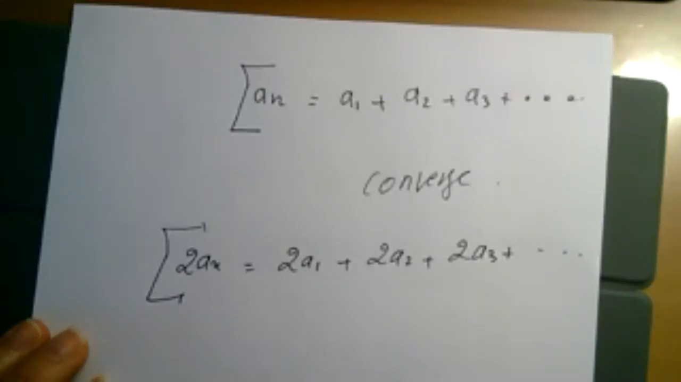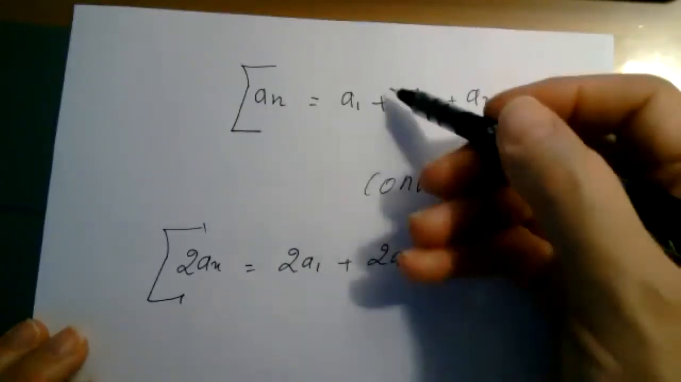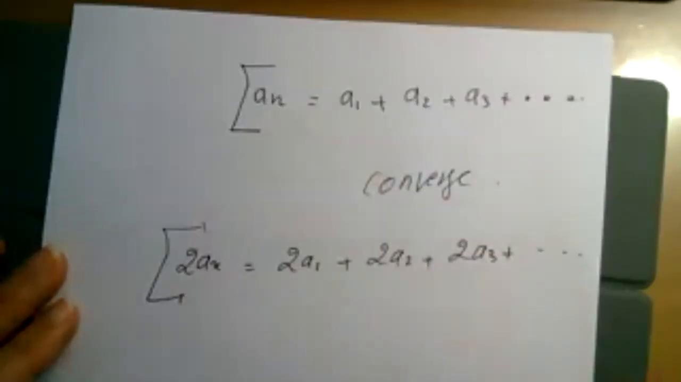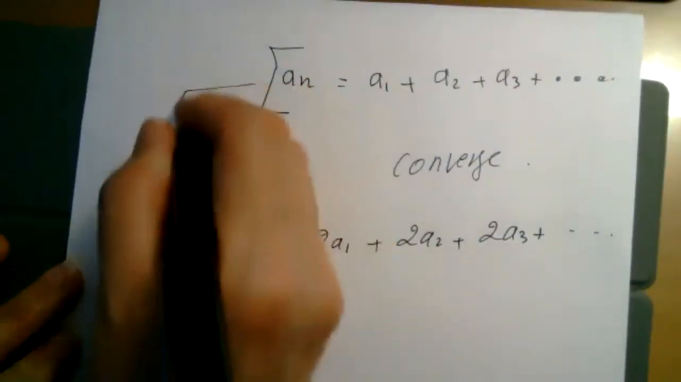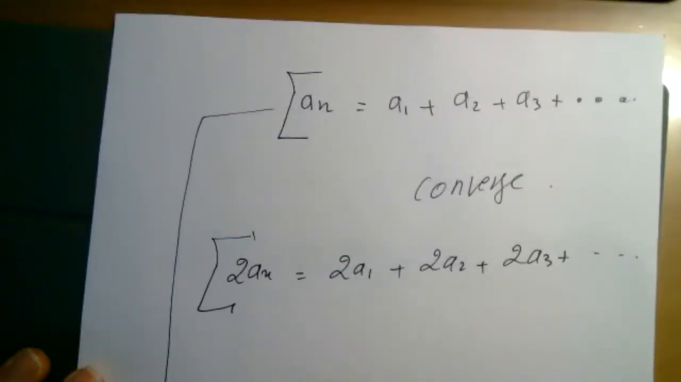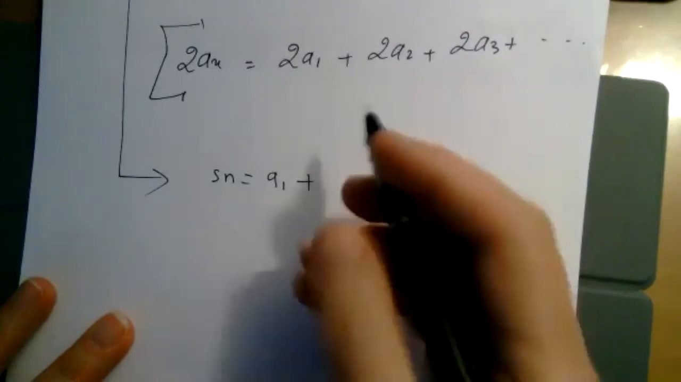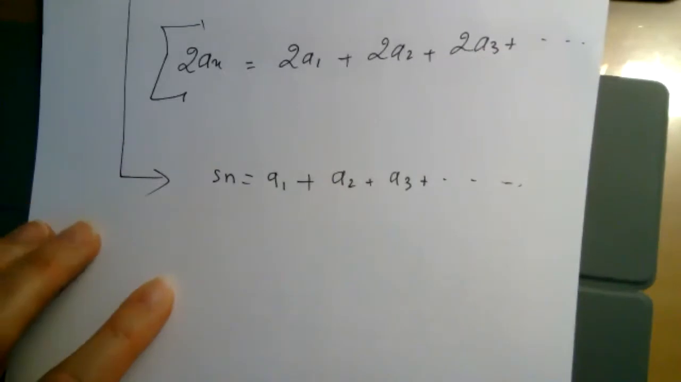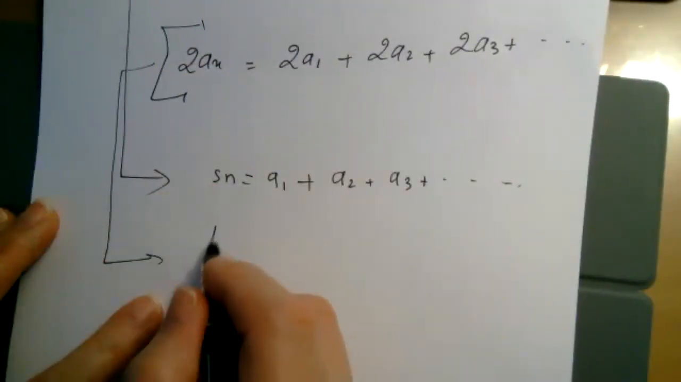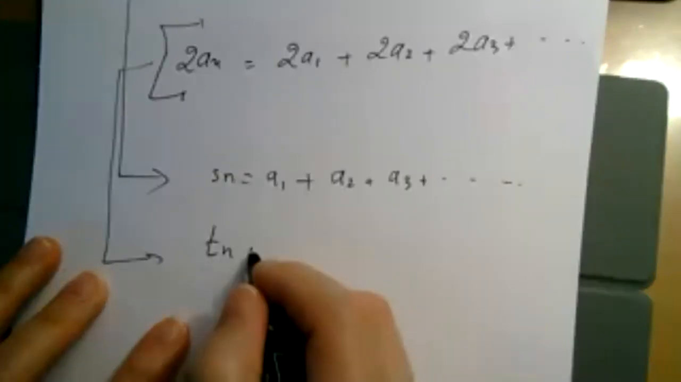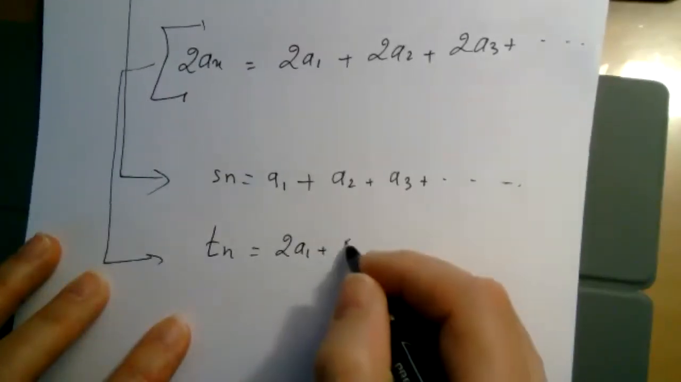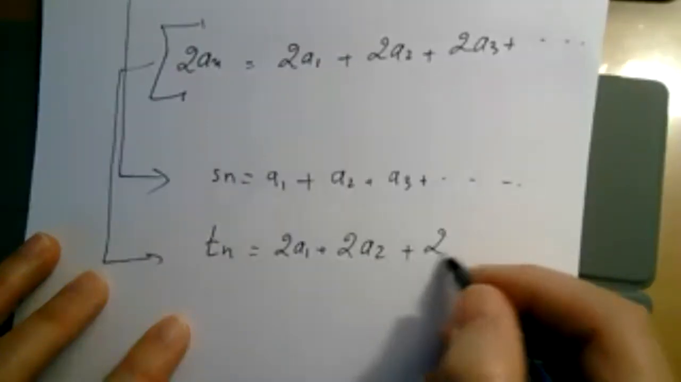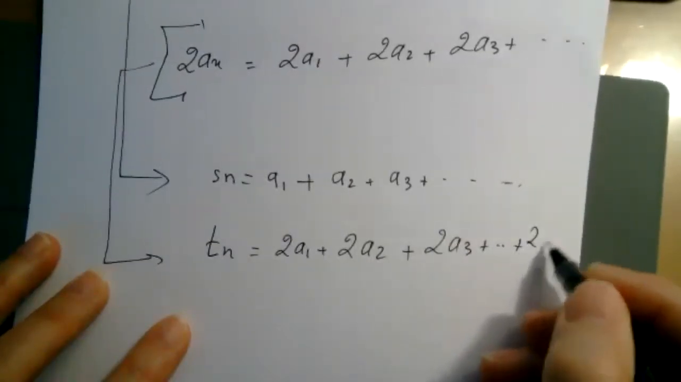If you think in terms of partial sums, the partial sums are very much related. So for the first series, think about the partial sums. Sn is a1, plus a2, plus a3, plus etc. I always think about those problems as partial sums. The second one, I'm going to call the partial sum Tn, is 2a1 plus 2a2 plus 2a3, etc., plus 2an.